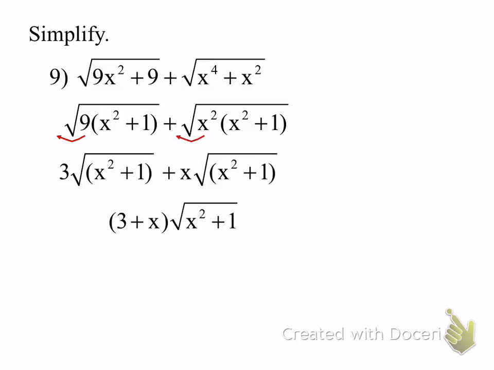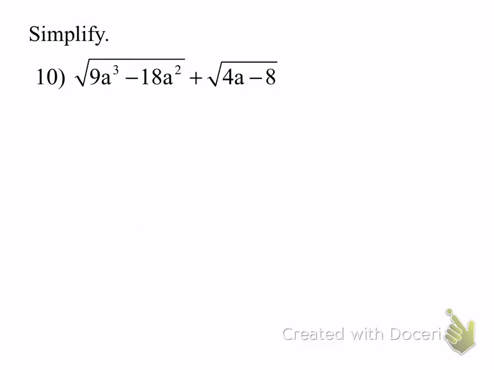So again, remember, when I pull out my 3 and I pull out my x, it's 3 plus x, all times the same quantity under the radical. You're going to have to factor.